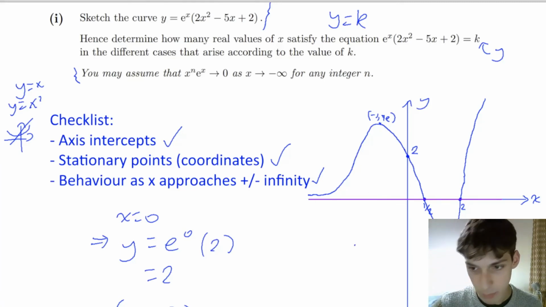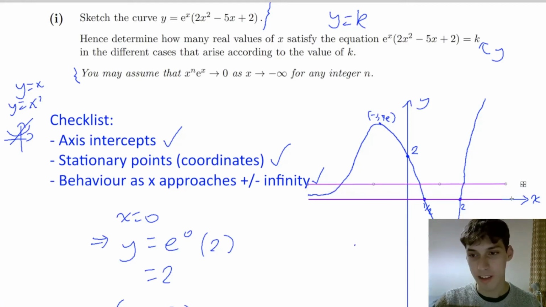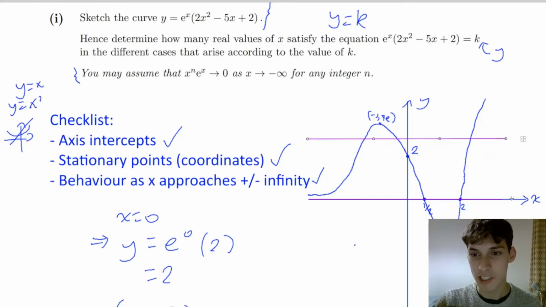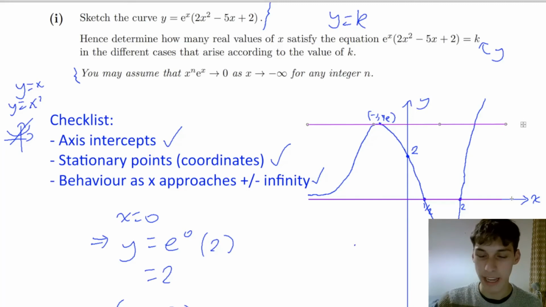But as soon as we get above 0, if it will let me move it, I might have to draw a new line. We now have 3 intersections. So we're going to keep moving it up. 3 intersections, 3 intersections, 3 intersections, 2 as soon as we hit this turning point here.